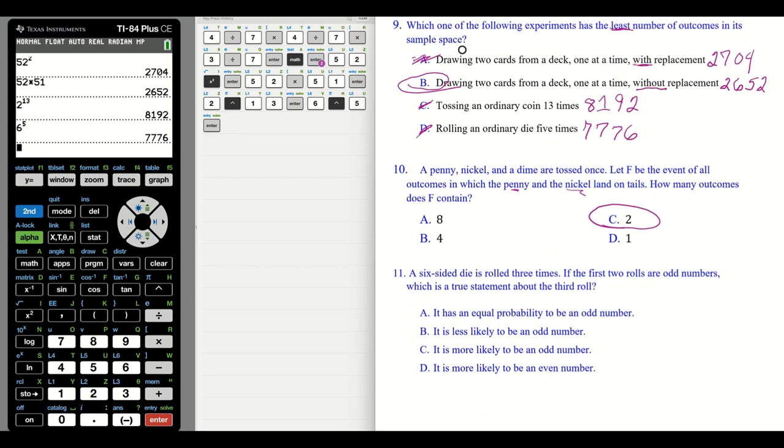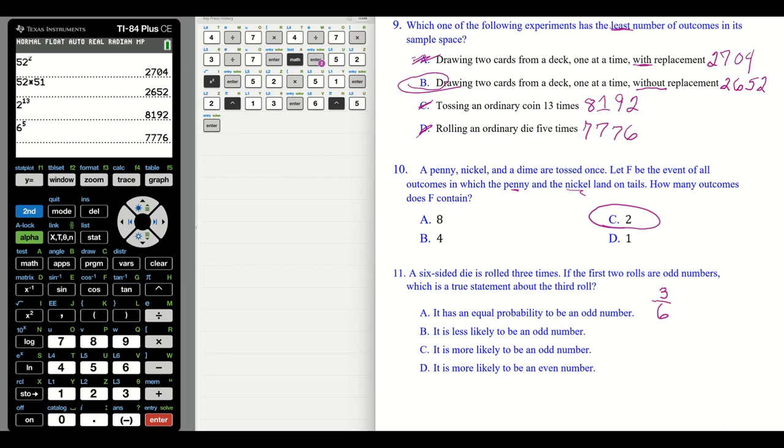Well, it's number 11. A six-sided die is rolled 3 times. If the first 2 rolls are odd numbers, which is a true statement about the third roll? Okay, we have a six-sided die. That's an ordinary die, meaning the total outcomes for each roll is 6. Okay, we have the first 2 odd numbers. Well, there are 3 odd numbers, so that's 3 out of 6 for the first roll. Same for the second roll.